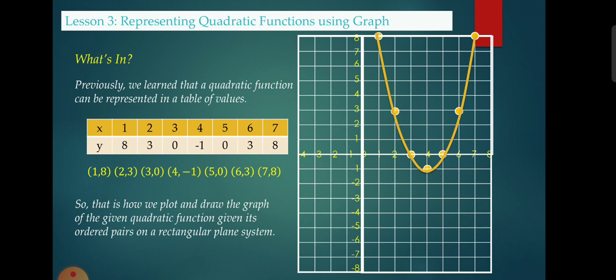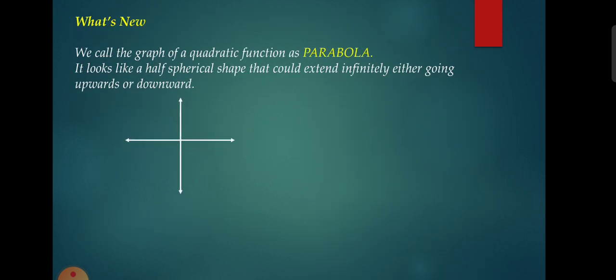Sa activity 3. So that is how we plot and draw the graph of the given quadratic function given its ordered pairs on a rectangular plane system. Ang kanina graphing na sa module 8. Module 6 pamanta. So dili ta mag-graphing pa. So what's new? So we call the graph of a quadratic function as a parabola. Sa linear function, we call the graph as a straight line, either horizontal, vertical, or diagonal. So the parabola looks like a half spherical shape. So sa atong nakita, mura siya dila. That could extend infinitely, either going upwards or downward.